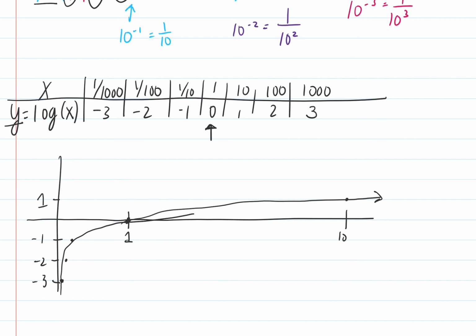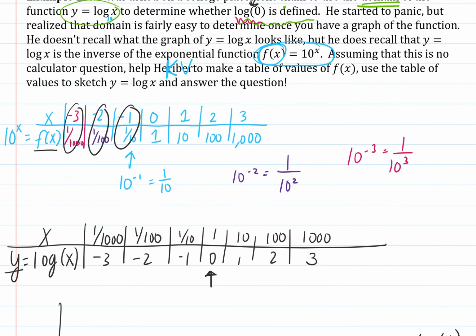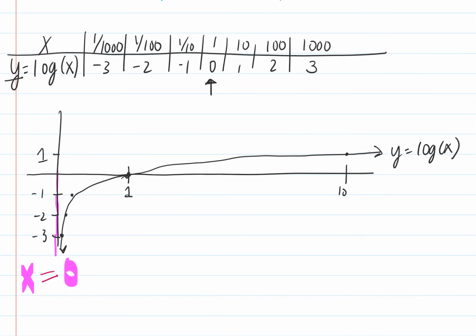We want to know, back to our original question, can you use 0 as an input into this function? Well, it doesn't look like it. It looks like we have a vertical asymptote at x equals 0, which means that 0 is not a value you can substitute into the log function. Well, if we go back to our more familiar exponential function, we remember that 10 to the x looks like this. And indeed, 10 to the x has a horizontal asymptote at y equals 0. So it would make sense for our log function to have a vertical asymptote at x equals 0.